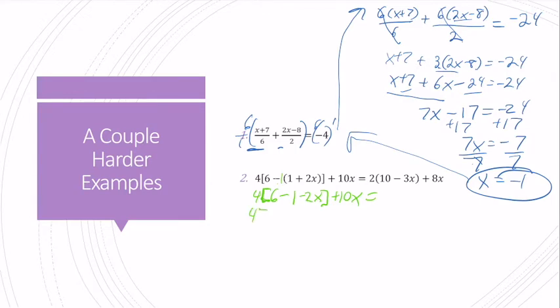So now I have 4 times 6 minus 1, that's 5 minus 2x plus 10x. Now I'm going to multiply. 4 times 5 is 20. 4 times negative 2x is negative 8x plus 10x. I simplify this to 20 plus 2x. So my left side's fully simplified.